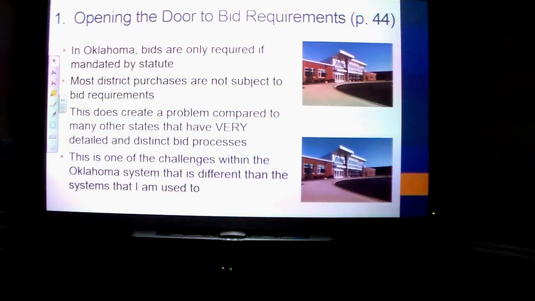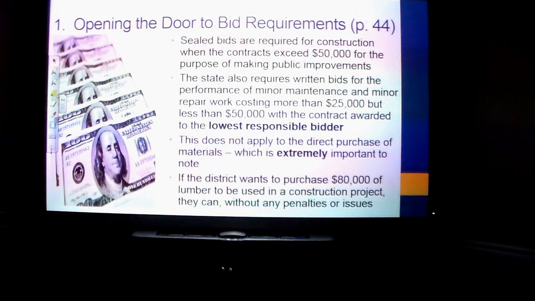In Oklahoma, bids are only required if mandated by statute. Regular traditional district purchases are not subject to bid requirements, which creates this disconnect in Oklahoma that's different than many other states. It's different than most of the other systems that exist, but if bids are only required if mandated by statute, that can be an issue and that can be a problem.